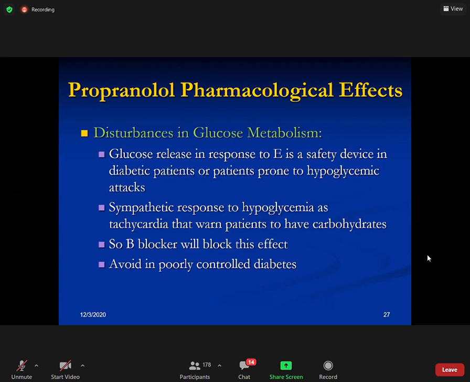Usually elderly people have diabetes, blood pressure problems, or heart disease, some of them all three. If they are given a beta blocker and they have an attack, will they feel the shaking and tremors of the hand? So you're masking it. When they feel they have a hypoglycemic attack, what will they go and take? Sugar. If you block this effect, they will go into an attack and not feel it. The sympathetic response to hypoglycemia, such as tachycardia, warns the patient to take carbohydrates. Beta blockers will block this effect, so avoid them in poorly controlled diabetic people. Is it clear regarding the glucose?